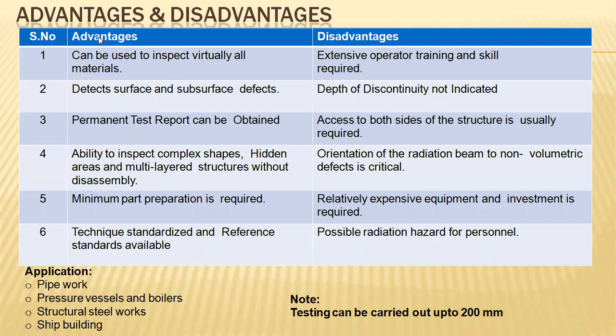First we will be looking at the highlights of the radiographic technology process. It detects surface and subsurface defects. So whether surface peaks exist or a superfinished structure exists, that can be detected. And a permanent test report can be obtained on the examination process. And complex shapes can be inspected. And hidden areas in layered types of structures, even without assembly, can also be inspected in this radiographic technology.